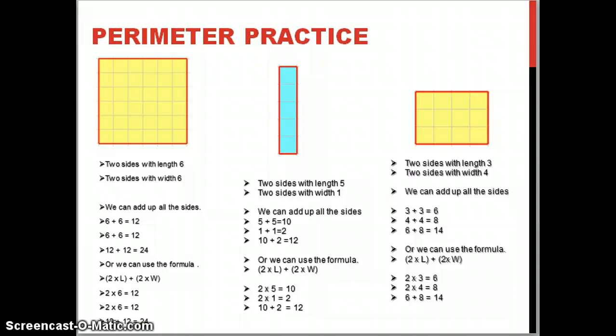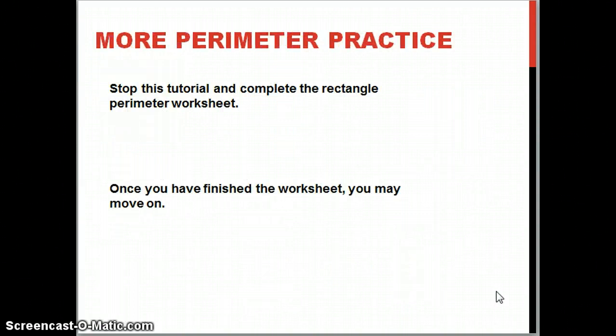So these are the answers to the perimeter. For this square, we had 2 sides with a length of 6. You can add up the sides, or you can use the formula, and we get the same answer, as you can see in all of these cases here. So now for some more practice, I want you to complete the rectangle perimeter worksheet that you have. And once you're done with the worksheet, you can move on with this lesson.